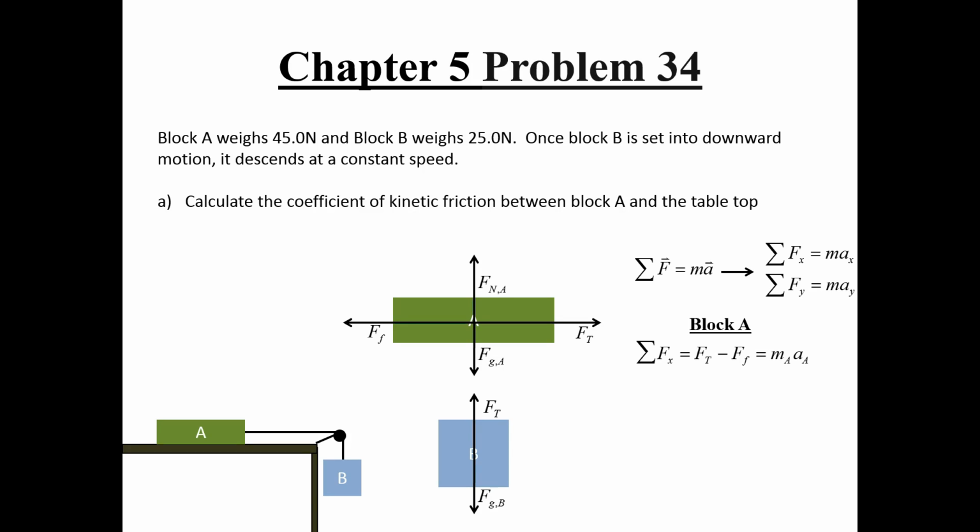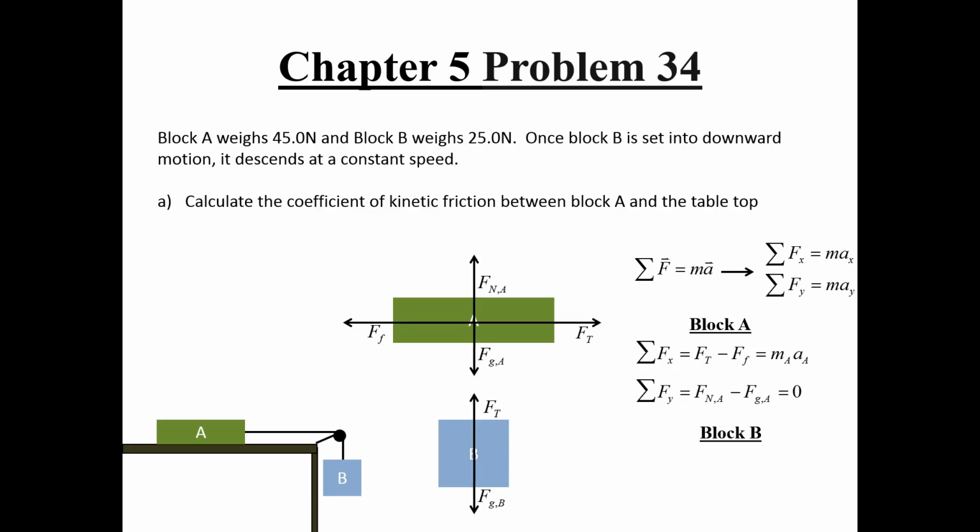Block A also has 2 forces acting on it in the y direction: gravity and the normal force. Gravity is pulling the block down, while the normal force is pushing the block up. So the net force in the y direction for A will be the normal force minus the weight of block A. Since the block is not moving at all in the y direction, we know that there will be 0 acceleration. Therefore, we can set the net force in the y direction of block A to 0.